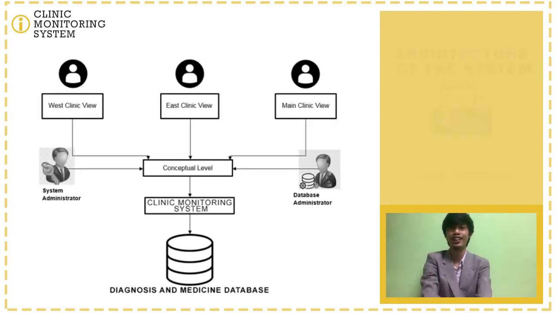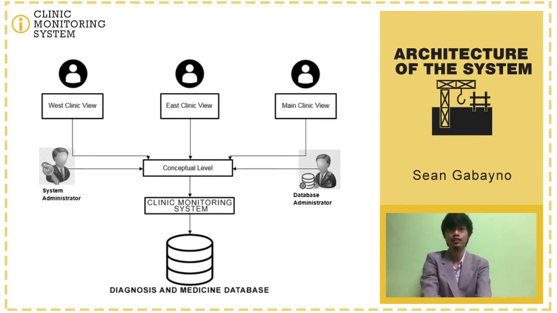Let's talk about the architecture of the system. In this chapter, we'll be discussing the flow of the system and its data. Our system architecture is divided into 3 clients in different locations, namely the East Clinic, the West Clinic, and the main clinic. The conceptual level, or the clinic view forms, are visible and usable within these clinics.